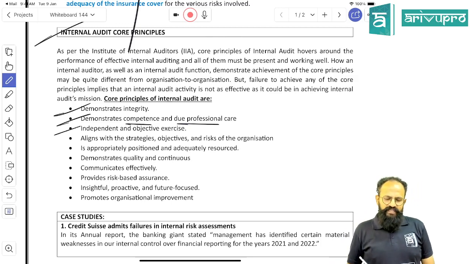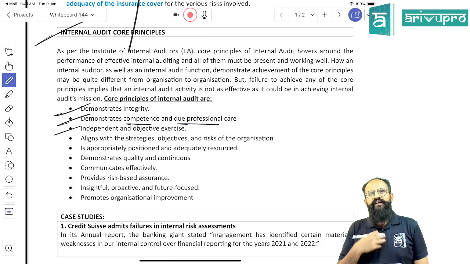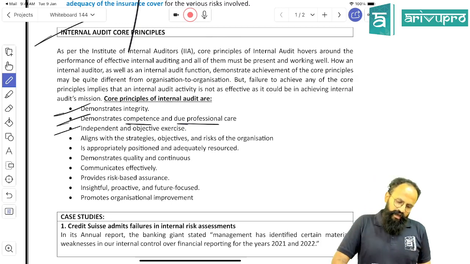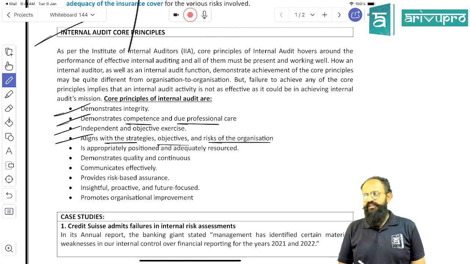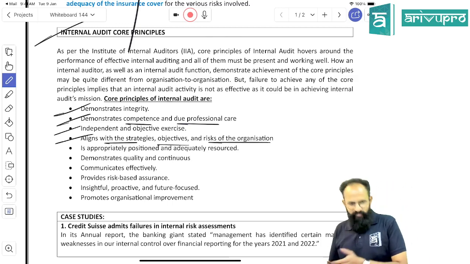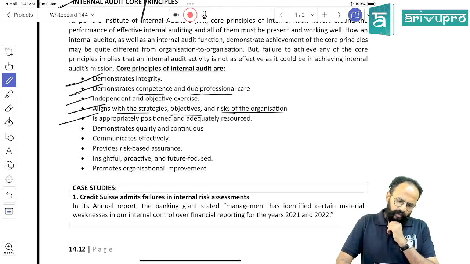Independent and objective exercise. Independent and objective is again the same thing. What? You should not be a dependent person when you're giving your opinions. You should always take a third person's view. Align with strategies, objectives and risks of the organization. You need to know what the strategy and the risks are, and your work should be aligned with that. It should not be that they are trying to achieve something and you are trying to achieve something else.